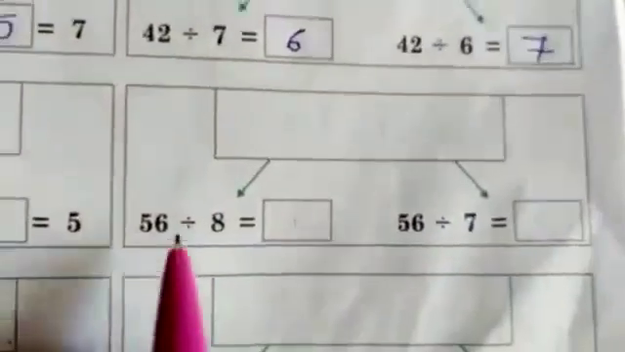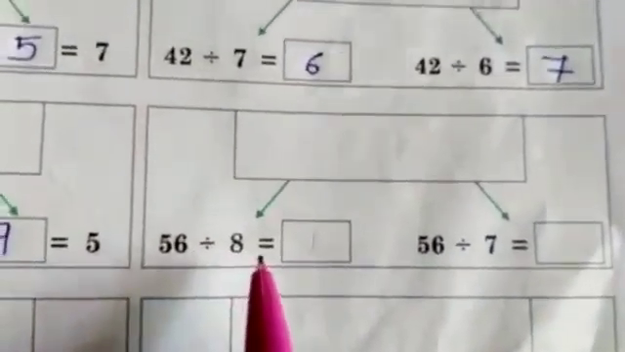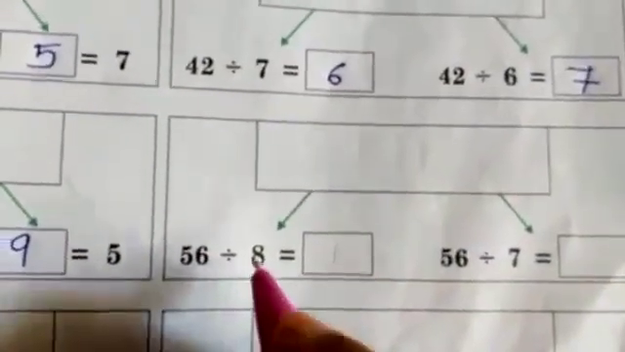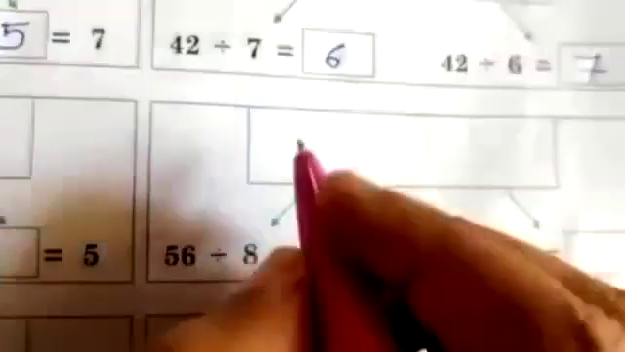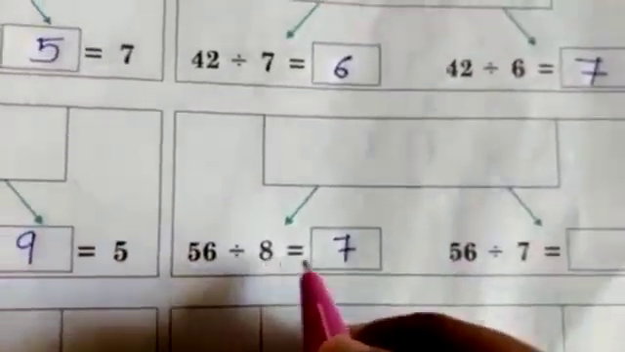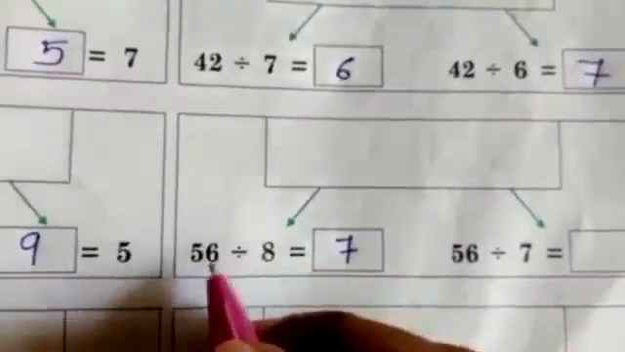Next one is 56 divided by 8. Whether 56 is divisible by 8, is it coming in 8's table? Yes. How many 8s are 7s? 56 divided by 8 is equal to 7. So 8 7s are 56.